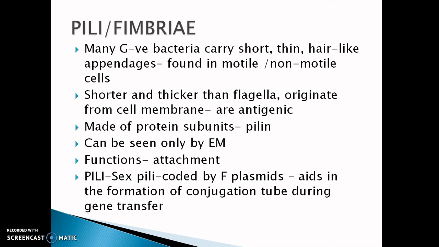Many gram-negative bacteria carry short hair-like appendages, which are found in both motile and non-motile cells. These are much shorter and thicker than flagella, and are made up of protein subunits called pilin, and they can be observed only by using an electron microscope. The main function is attachment, and there is a pilus called the sex pilus, which is coded by F plasmids. It is necessary for formation of the conjugation tube during gene transfer.